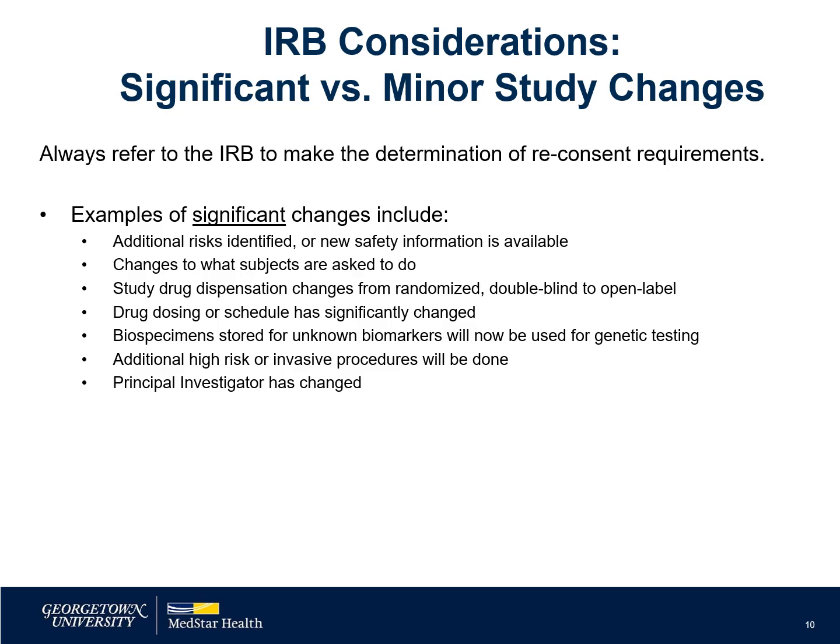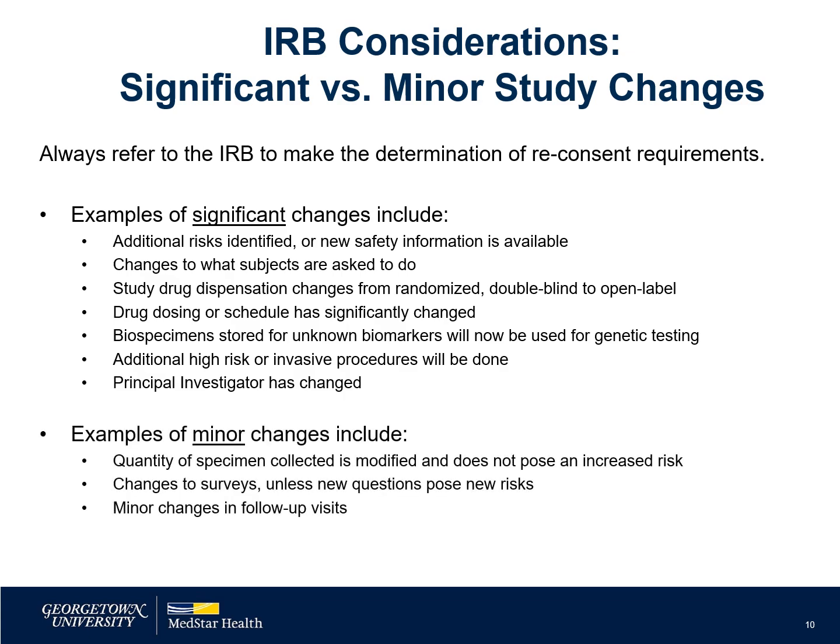The study drug was originally to be given in a randomized double-blind fashion, but is now going to be open label. Drug dosing or schedule has significantly changed, such as a new drug that was initially going to be administered by IV now requires a central line. Biospecimens stored for unknown biomarkers will now be used for genetic testing. Additional procedures will be done, particularly those that are high risk or invasive, and the principal investigator has changed.